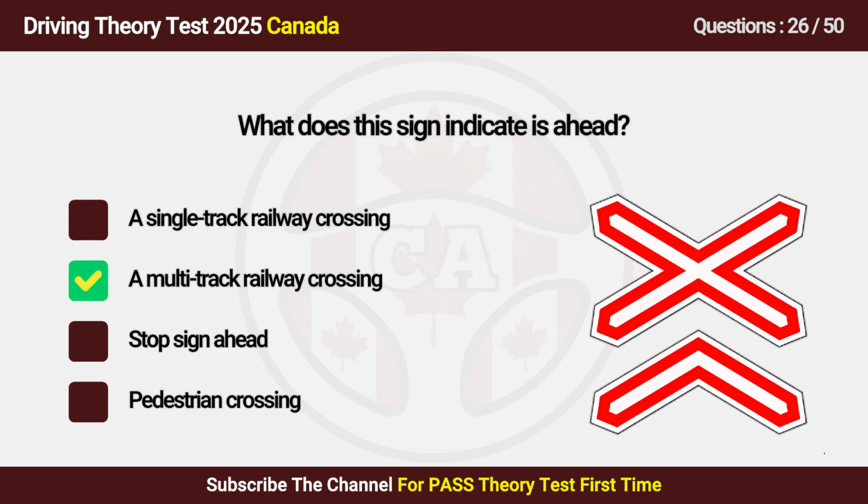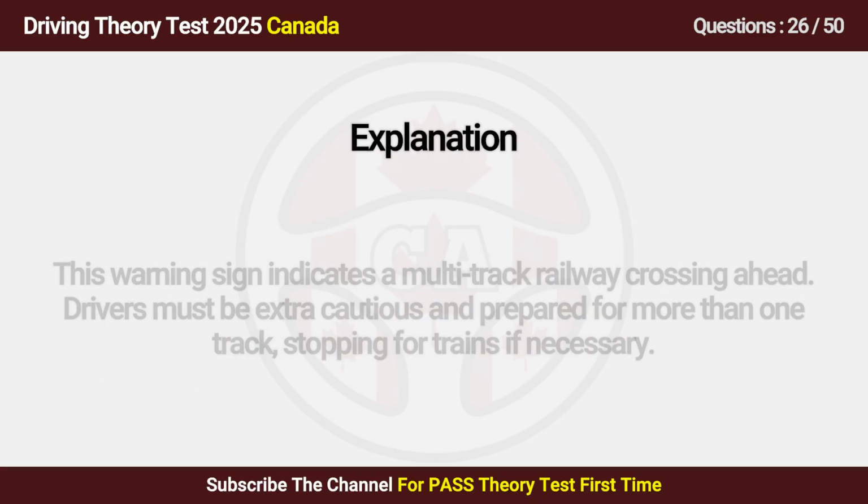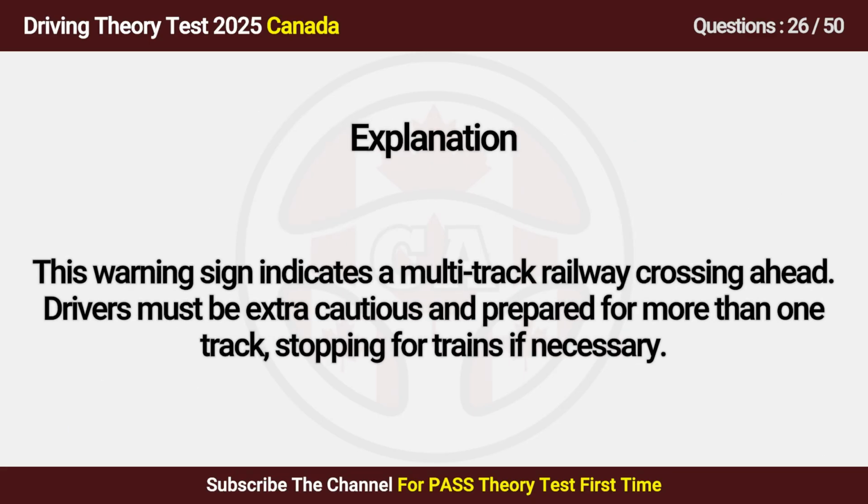Answer is B, a railway crossing. This warning sign indicates a railway crossing ahead. Drivers must be extra cautious and prepared for more than one track, stopping for trains if necessary.